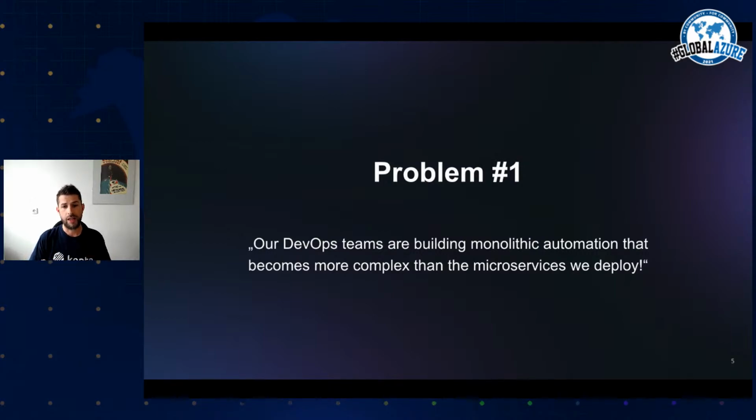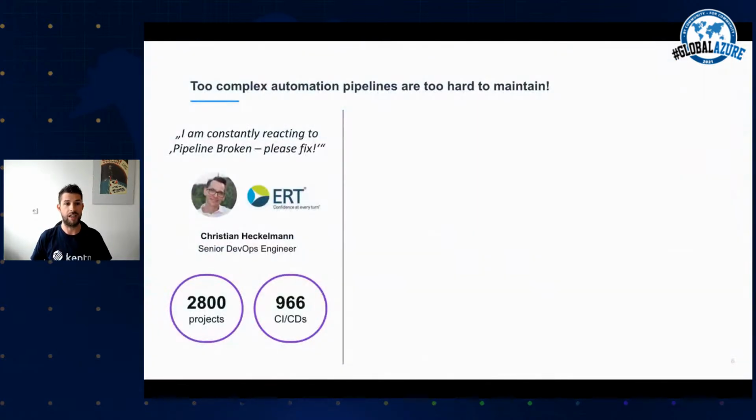The problem is that all the delivery and deployment pipelines become very, very complex. We got one quote from a Keptn user who is saying the automation they have to build around their microservices even becomes more complex than the microservices themselves that they deploy. This quote comes from Christian. He's a senior DevOps engineer at a company called ERT, and he's based in Germany.